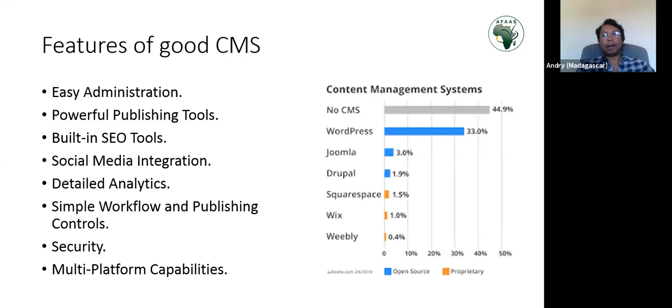Now, how is the content of the web today? So on the right side of your screen, you see that most content on the web is not using CMSs. But among those using CMSs, 33% are using WordPress, 3% are using Joomla, 1.9% are using Drupal, and so on. This is from this year, 2019.